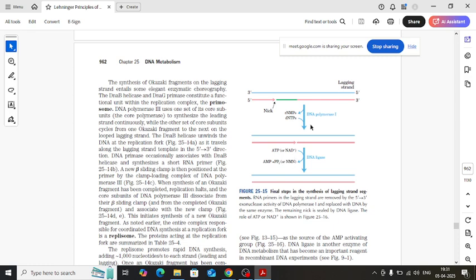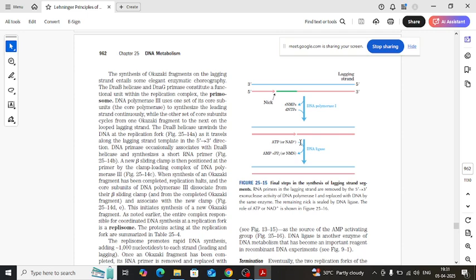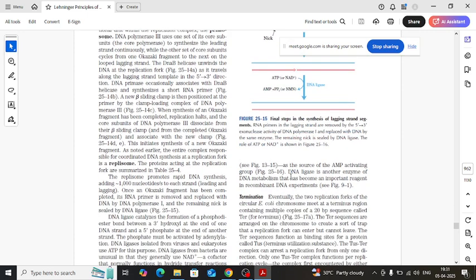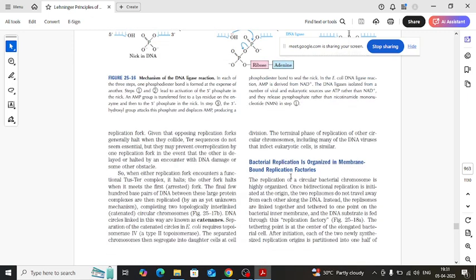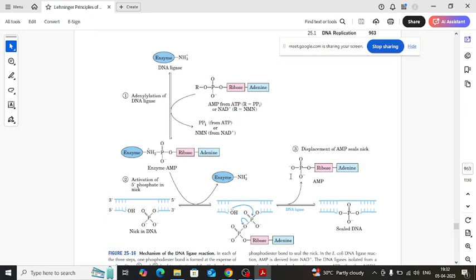So after extending from here, it will be collapsed. So now there will be a nick. So the nick will be translated from here to here. So now this nick will be sealed by the DNA ligase, which will use ATP as a cofactor, right, to seal the nick, or it can also use NAD plus as a cofactor. In that case, NMN will be the byproduct, right? So this is the mechanism for the DNA ligase action, or the DNA ligase activity, right?